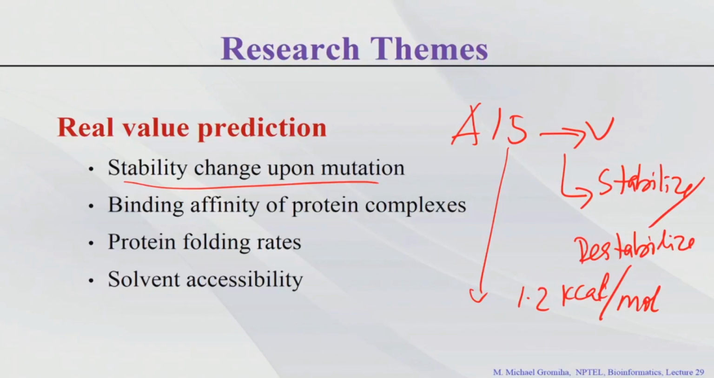Like binding affinity of protein complexes. If you have one protein and another protein, and you combine them to form the complex, the affinity is how strongly these two proteins can interact. Like protein folding rate, we discussed how fast or how slow a protein can fold. If we have a protein sequence, can we predict the folding rate? You can predict that. Then solvent accessibility. Earlier we discussed two types of classification, buried or exposed.